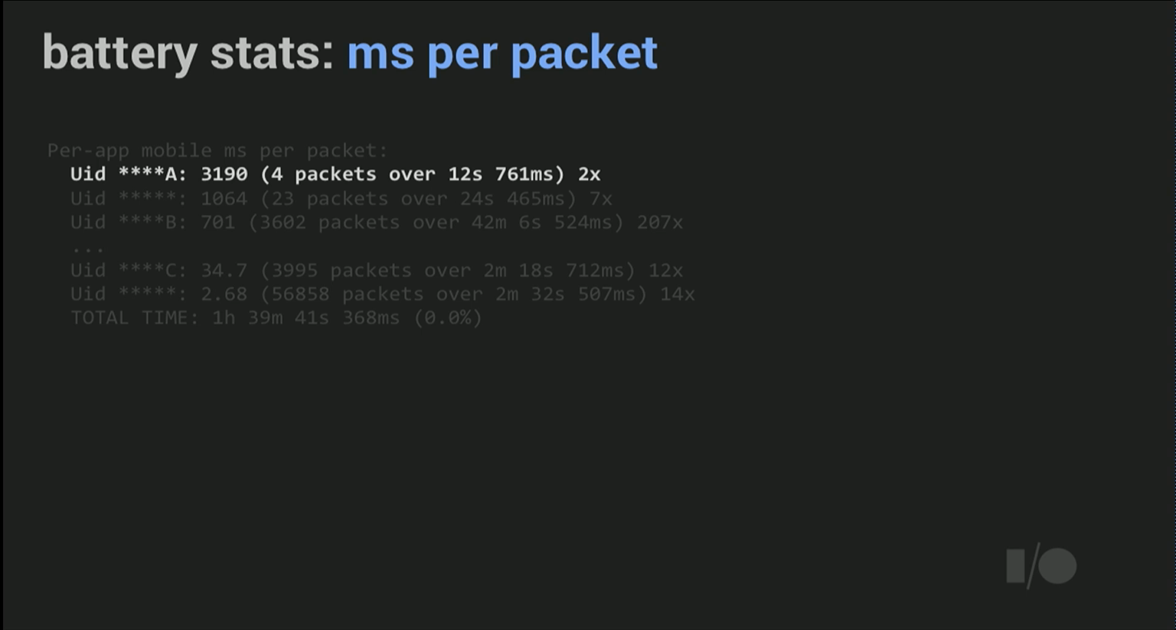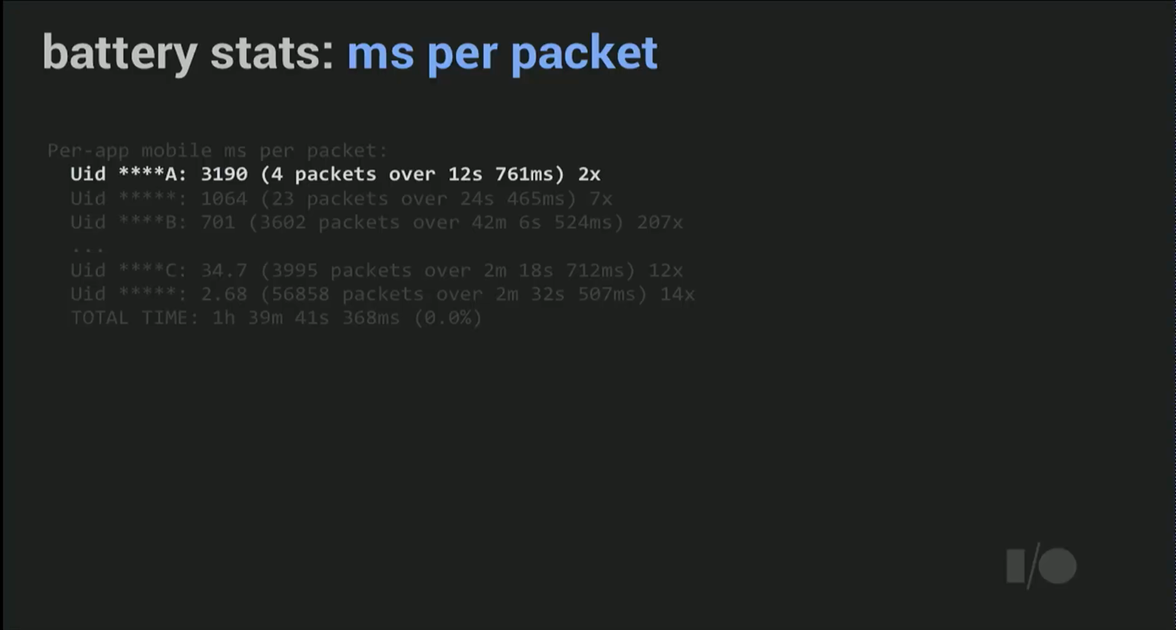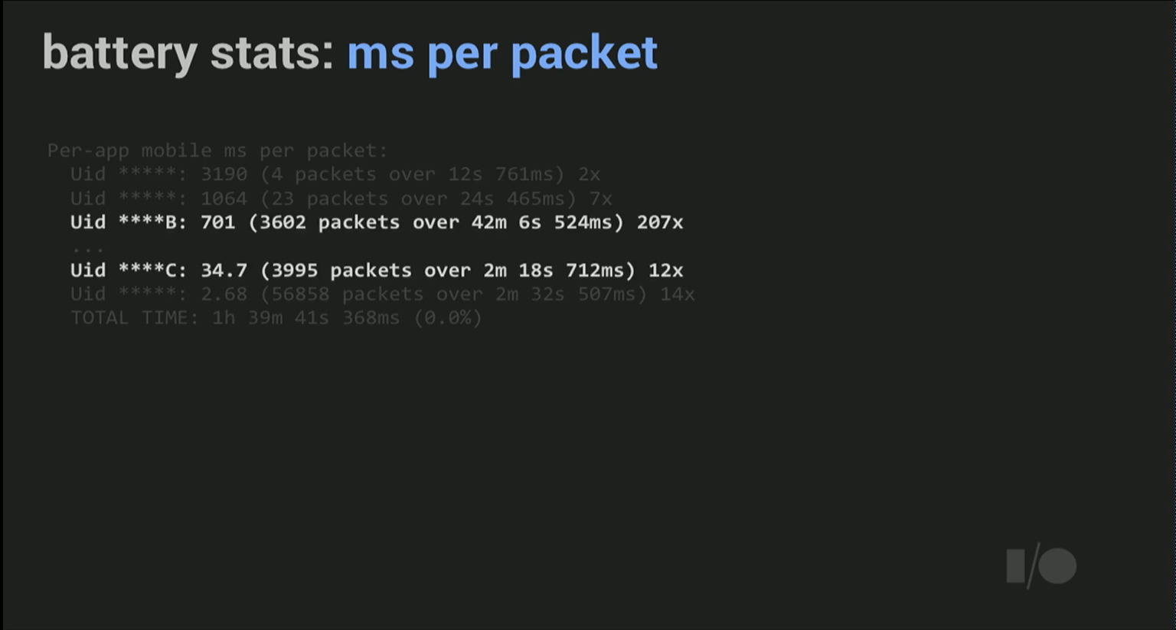Okay. We've also added a brand new thing to battery stats in L, something called milliseconds per packet. This is actually quite interesting. What it's showing is the total number of packets sent by a particular UID, right? And the UID for your application, you can go look that up in DDMS. It's the same UID that's used here. It shows you the number of packets that your application sent and the time that it took. So you can see, for example, the first example here, UID-A, is extremely inefficient because it sent only 4 packets, but it took over 12 seconds to accomplish that. Let's take a look at another example here.